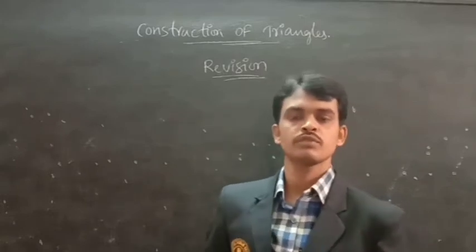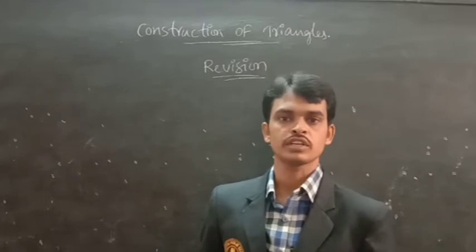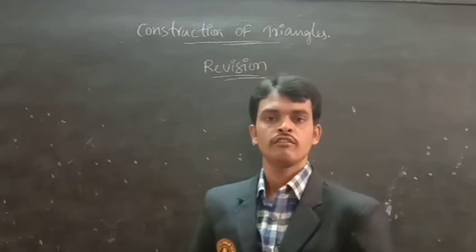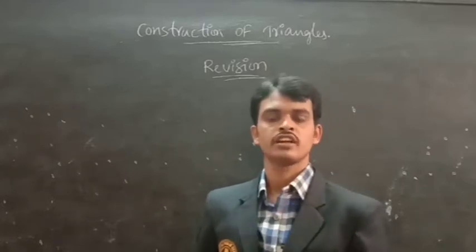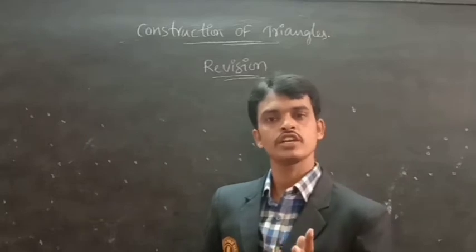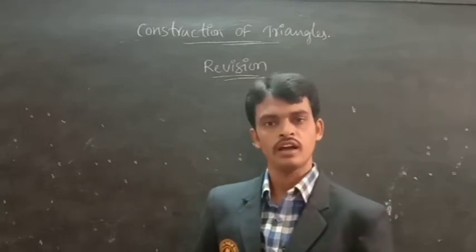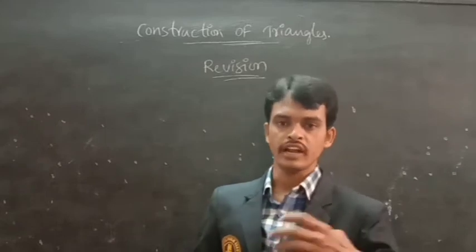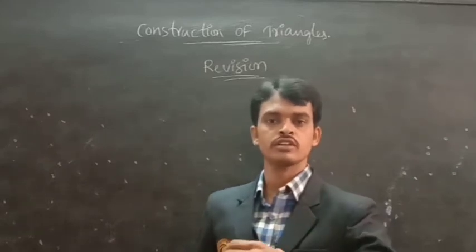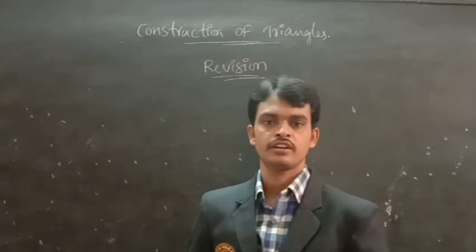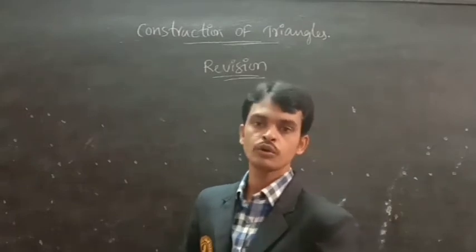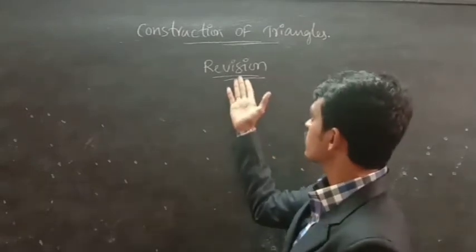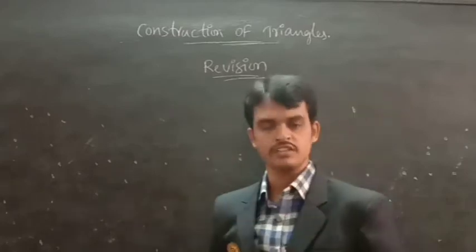In the previous class, we learned how to construct a triangle with the given three sides, or two sides and the included angle, or two angles and the included side, or right angle, hypotenuse, and adjacent side. Today, we are going to revise the construction of triangles.